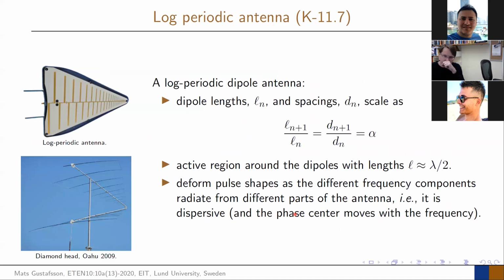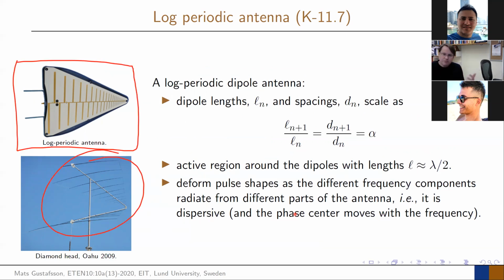Okay, so another of these antennas that has very broadband properties, and at first view you could think it looks a little bit like a Yagi-Uda, but it's very different from a Yagi-Uda. It's the log periodic antenna. So here is one picture of a log periodic antenna, and here is another picture in real life. What you can think about with the log periodic antenna is that you have the dipole.